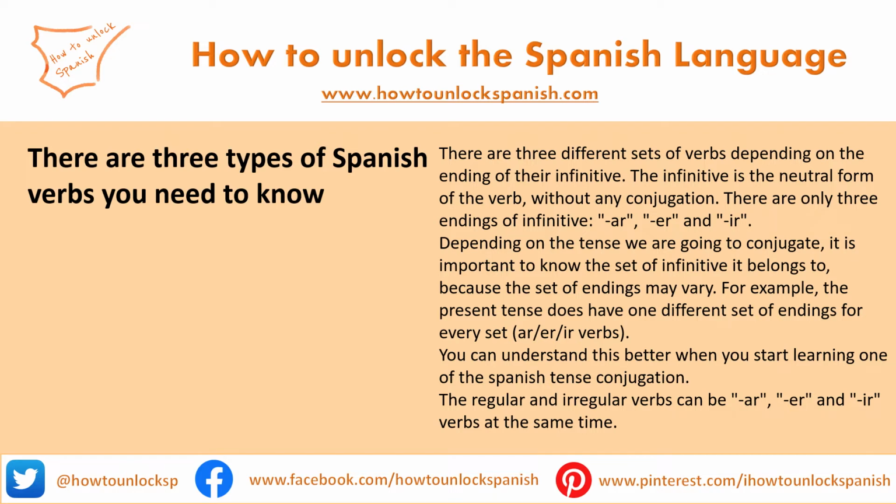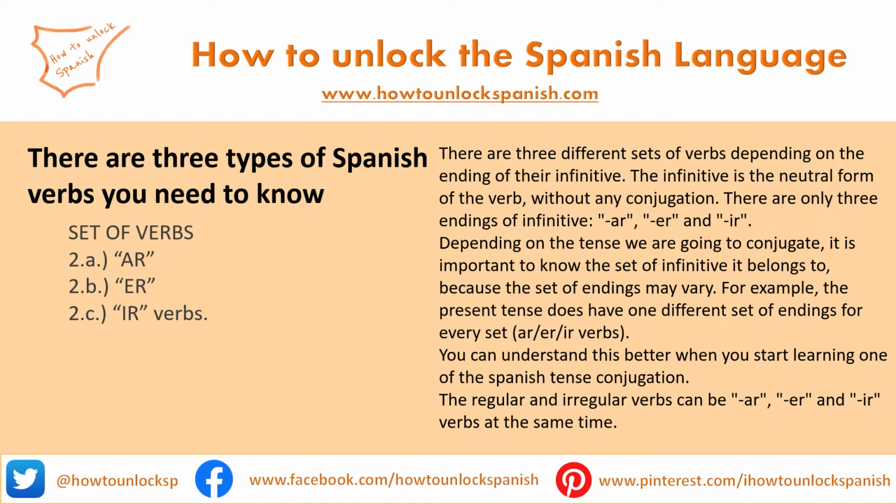So once we know we have a regular verb or irregular verb, we need to know if this verb is an -ar verb, -er verb, or -ir verb. So depending on the tense we are going to conjugate, it is important to know the set of infinitives it belongs to. The set of infinitives is -ar, -er, or -ir. And what's an infinitive? So the infinitive is the neutral form of the verb without any conjugation. So the ending is not saying any person, any tense, or whatever. And there are only three possible endings for the infinitive.